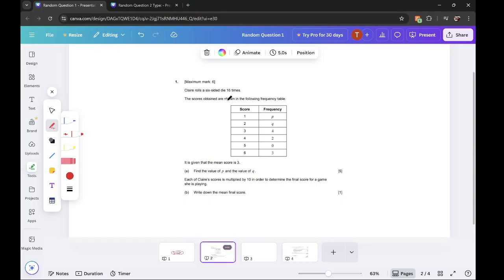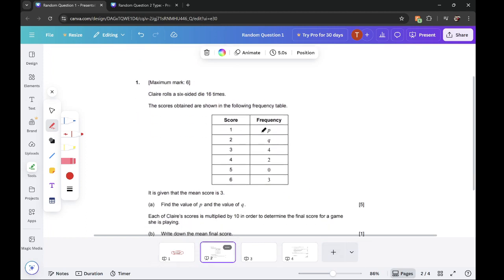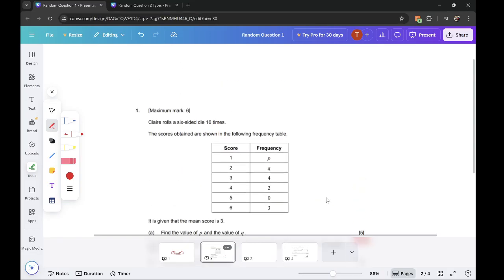A player rolls a six-sided die 16 times. The scores obtained are shown in the frequency table below. It is given that the mean score is 3. Find the value of P and Q. So that's part A. Let's focus on A because A is 5 marks and then B is just 1 mark.